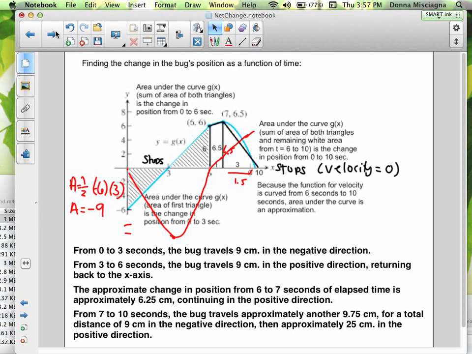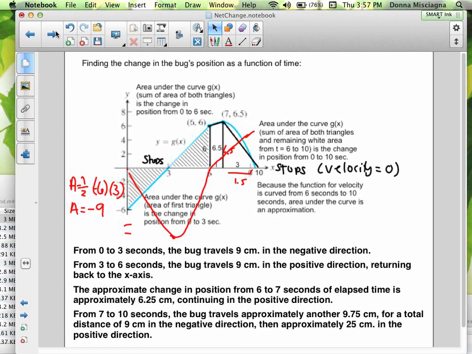So the area under the curve g of x, the triangle from 3 to 6 and the triangle from 0 to 3, are going to cancel each other out. Because for 3 seconds, from 3 to 6 seconds, it went in the positive direction, and the amount it went in the positive direction was exactly the same as it went in the negative direction. So in other words, from 0 to 3 seconds, the bug travels 9 centimeters in the negative direction. From 3 to 6 seconds, the bug travels 9 centimeters in the positive direction, basically returning right back to where it started, right back to the x-axis.